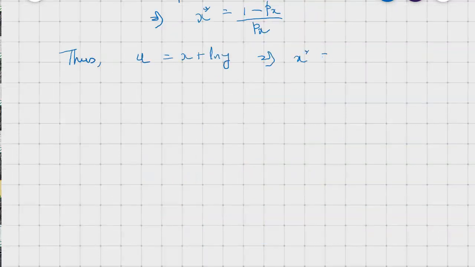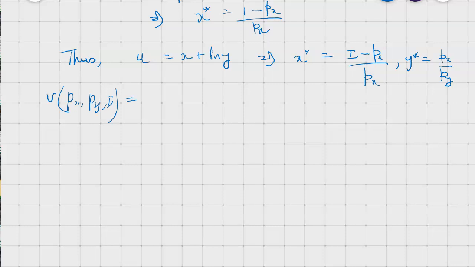Thus for the quasi-linear function when u is given as x plus log y, x star value is I minus px over px, and our y star value is px over py.